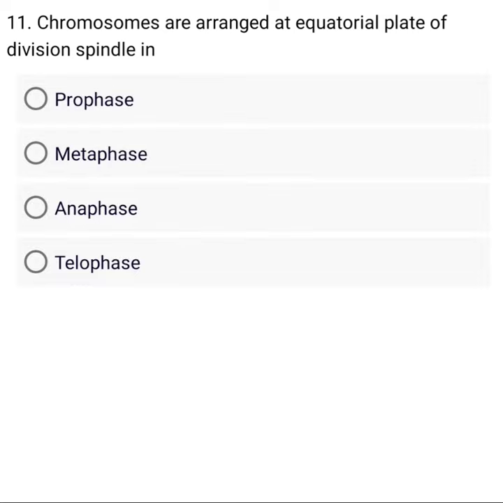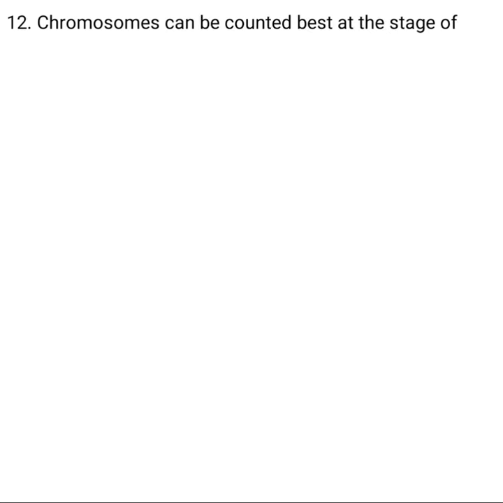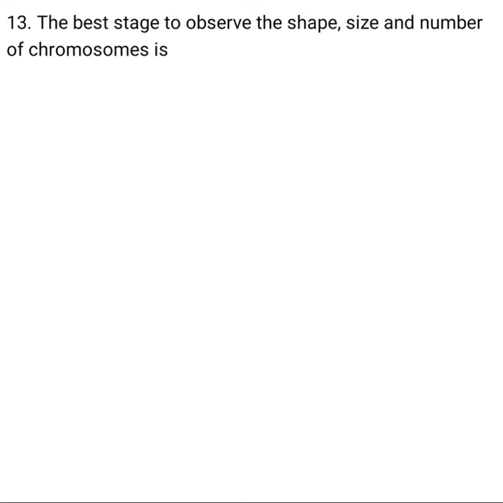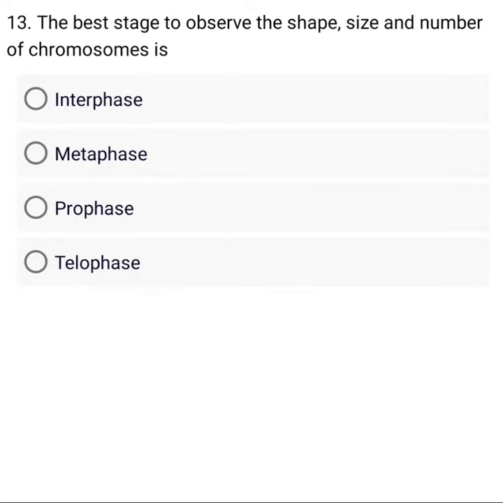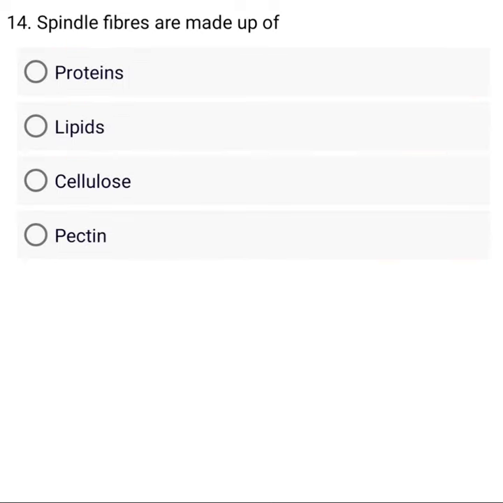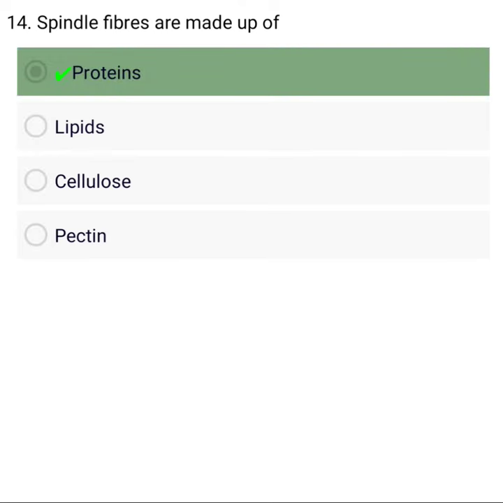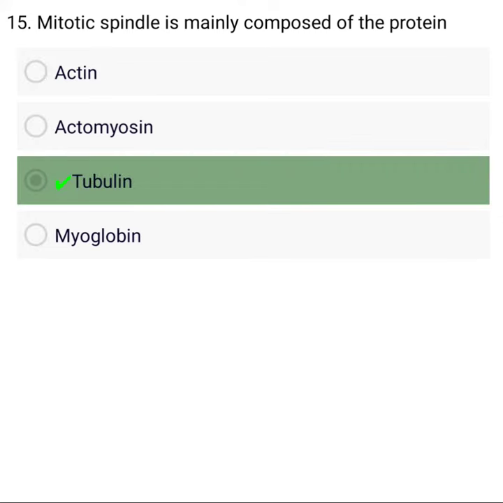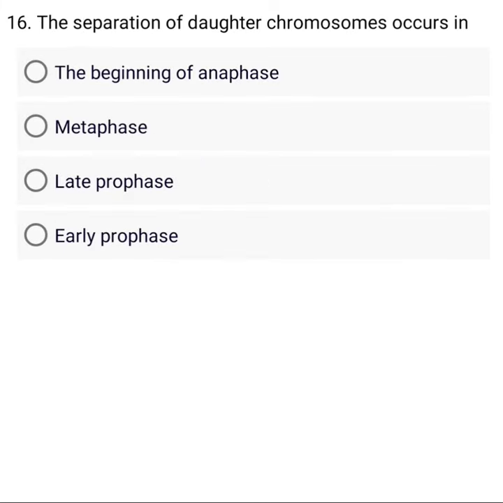Chromosomes are arranged at equatorial plate of division spindle in... Chromosomes can be counted best at the stage of... The best stage to observe the shape, size and number of chromosomes. Spindle fibers are made up of A. Proteins, B. Lipid. Mitotic spindle is mainly composed of the protein A. Actin.